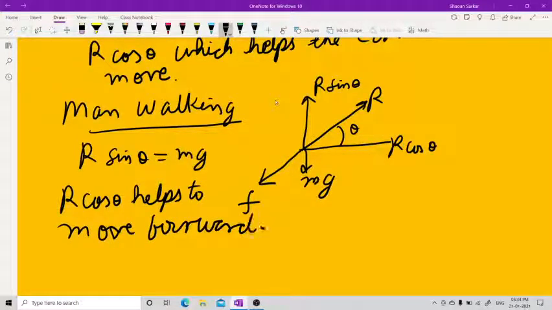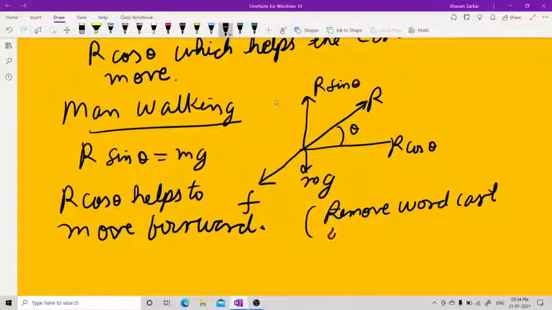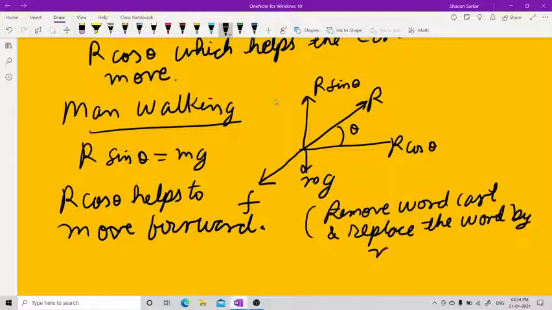What you need to do is remove the word cart in the above problem and replace the word horse by man. That would do. Language remains the same. Everything remains the same.